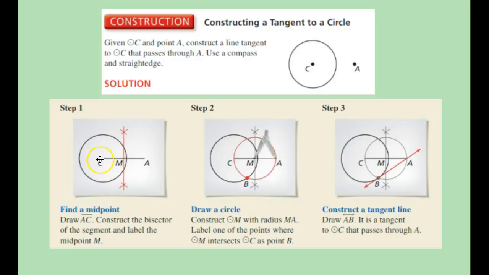So I connect the center of my circle and my point outside. Then I find the midpoint, and I can do that using another separate construction. Once I have that midpoint, I draw a circle from that midpoint, using the length of the radius of MA. Then I can construct my line where these two circles meet, which is point B, and that point is outside. You may or may not have to do this later on, but it's a good thing to know how we can construct these things using just compasses and straight edges.